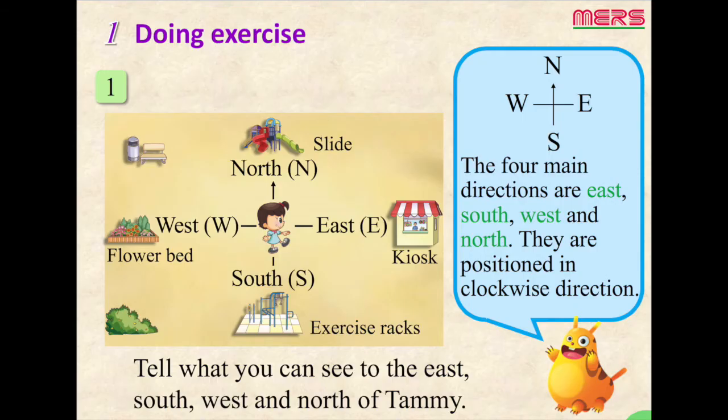Let's look at the picture again. So we know there are 4 main directions. They are east, south, west, and north. They are positioned in a clockwise direction, like the turning of a clock.